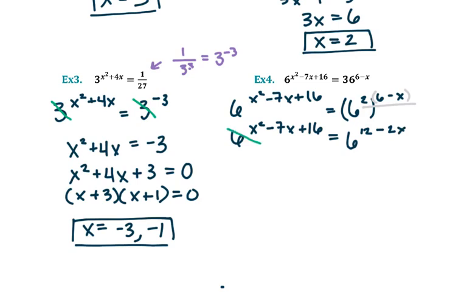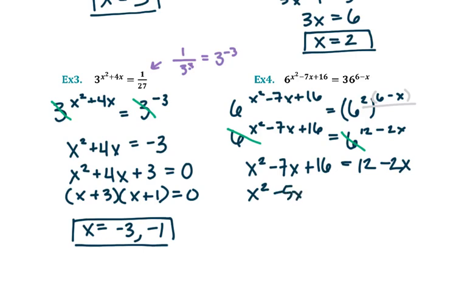So now I have one base equal to one base. Can drop the bases and set the exponents equal. x squared minus 7x plus 16 equals 12 minus 2x. So we're solving a quadratic equation still. When things are quadratic, we know that because they are x squared, and we want them in descending order in relation to 0, so we can try to factor. x squared, I will add the 2x, gives me minus 5x, subtract the 12, I get plus 4.